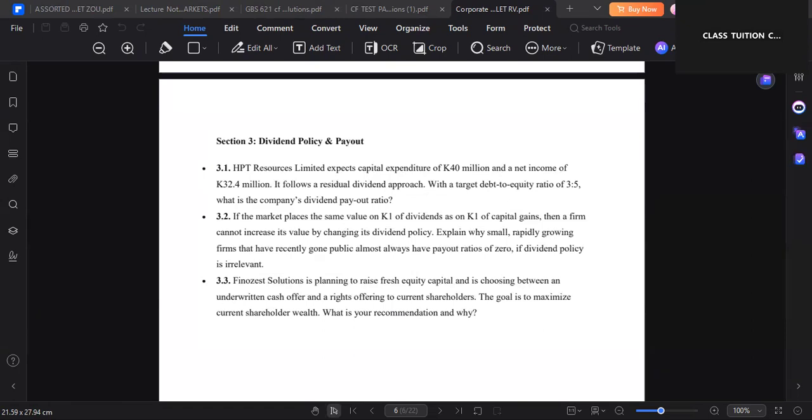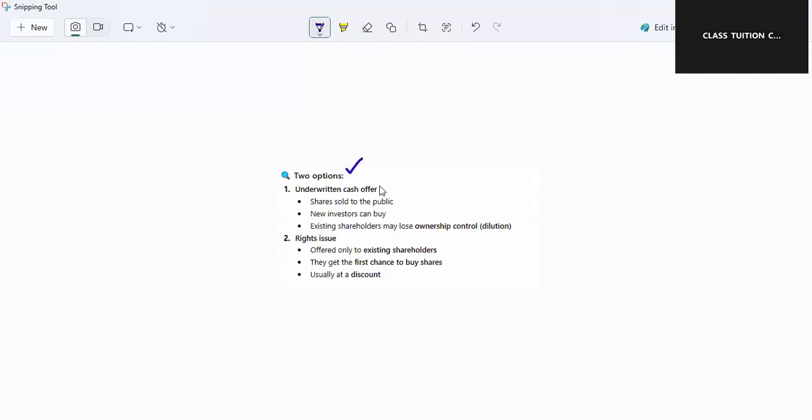We are being told that the company is considering two options. If you know that it is planning to raise what? Equity, and it has to choose between two options, the underwritten offer and the rights issue. And if the company has a goal of maximizing shareholder worth, which one will it go for? The first thing you need to know is to explain what each of them is. Of these two options, we have the underwritten cash offer. This is where they use an underwriter to have their shares sold to the general public using an IPO.